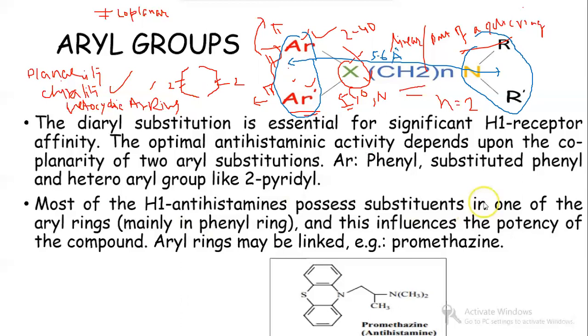For optimum activity, the distance between the two terminals of the compound should be 5 to 6 angstrom. Why is this kind of distance crucial? Because everything depends on the geometry of the receptor and its binding pocket. The compound has to fit in the binding pocket.